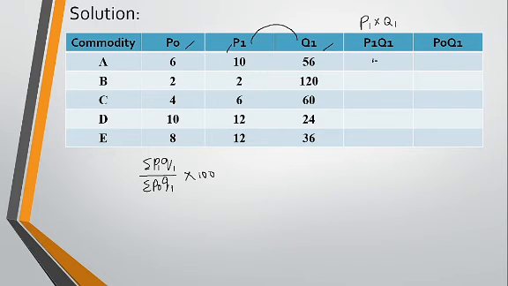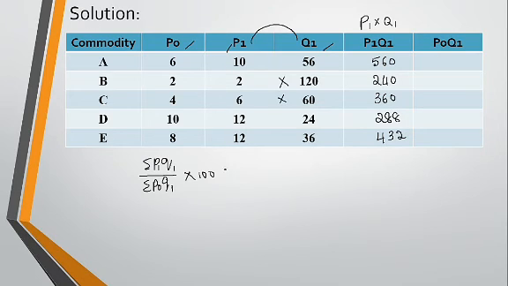10 into 50 will give you 560. Second one, 2 into 120 will give you 240. You have to just multiply P1 into Q1. 6 into 60 will give you 360. 12 into 24 will give you 288. 12 into 36 will give you 432. Okay, you just multiply it.